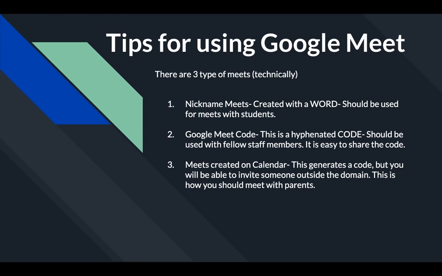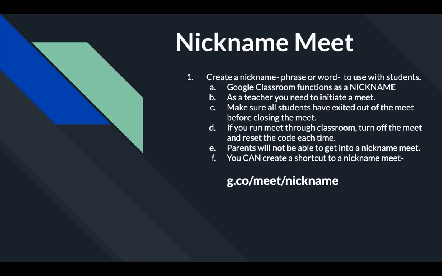And the last type is still the same as a Google Meet code, but it's a Google Meet created on a calendar. And this can generate a code, but you'll be able to invite someone outside of the domain. This is a really good way to use a meet with parents, okay? So let's start out with the very first one, which is a nickname meet.